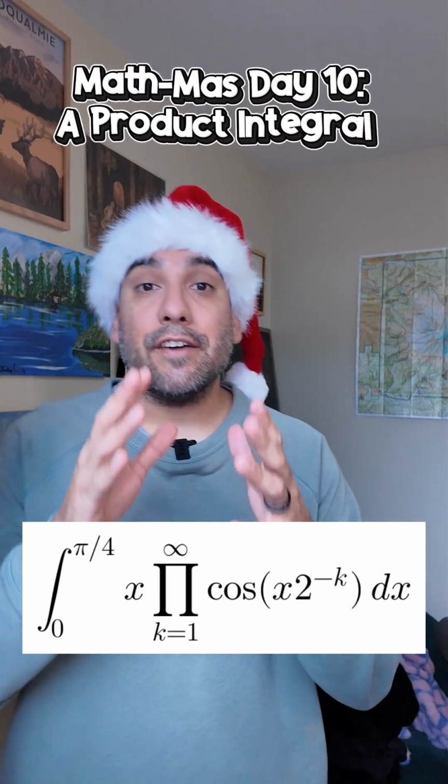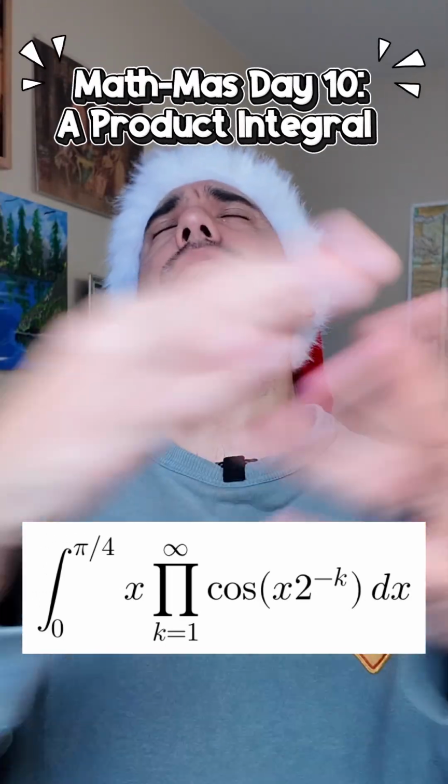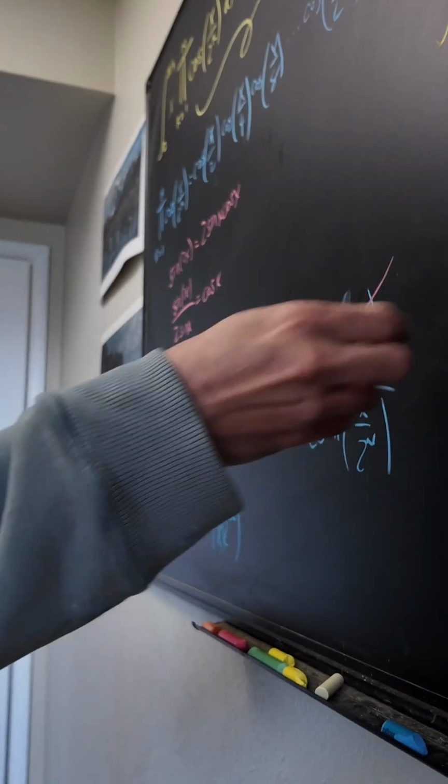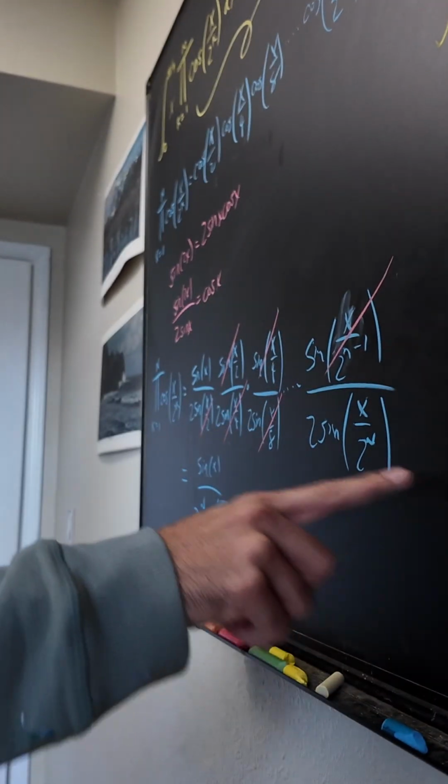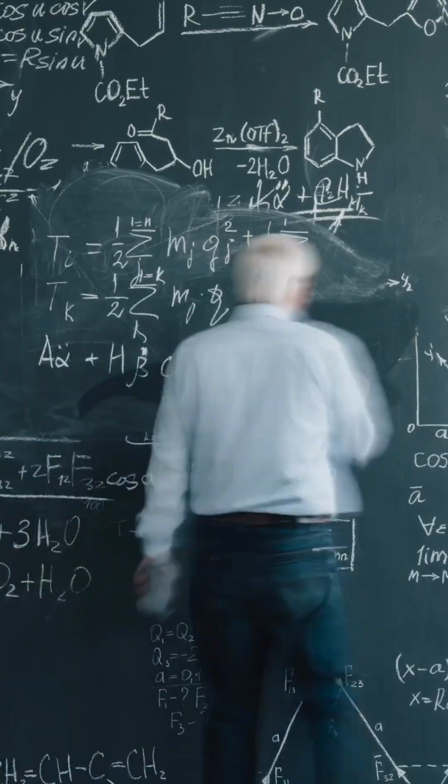On the 10th day of math, Miss of Math gave to me a product integral. That's right, for day 10 of Mathmas, we're gonna go ahead and do an integral that combines an infinite product. This was an integral that's straight up from a math integration bee, and I actually found it on the Maths 505 YouTube channel, and it was really exciting how he solved it, so I'm gonna show you just the way he did it. The solution is beautiful.